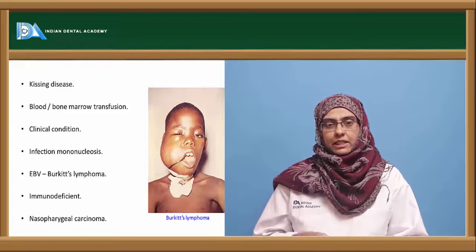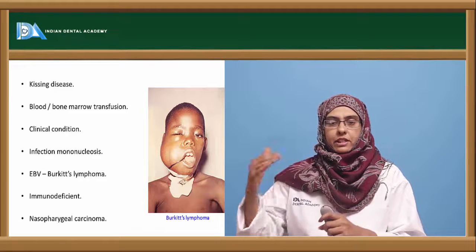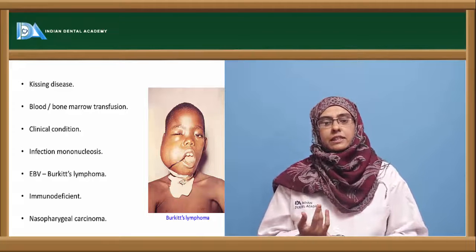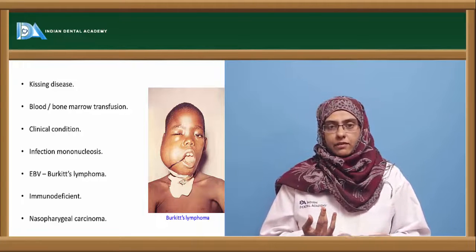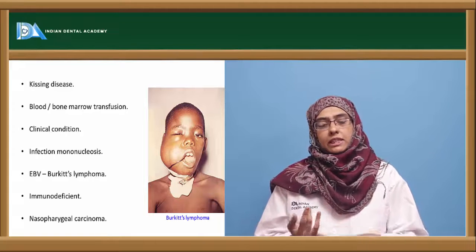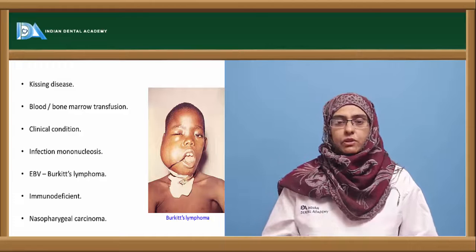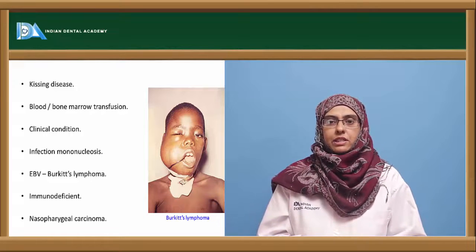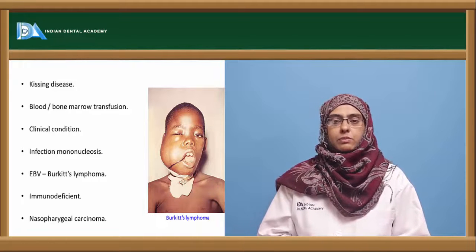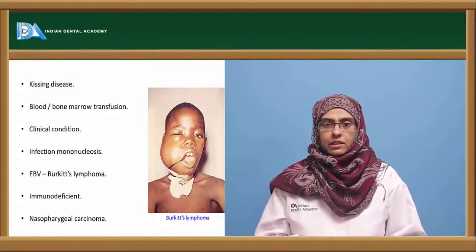So the clinical conditions of this particular infection are usually of four types. First, it can cause infectious mononucleosis. Second, it can cause Burkitt lymphoma. And third, in the case of immunodeficient patients, the lymphomas seen in the immunodeficient patient are because of this EBV viral infection. Next, in the case of Chinese origin, the persons are usually susceptible to nasopharyngeal carcinoma.